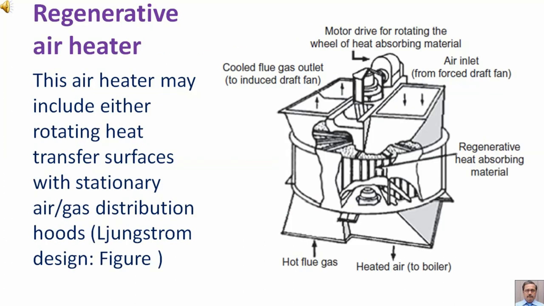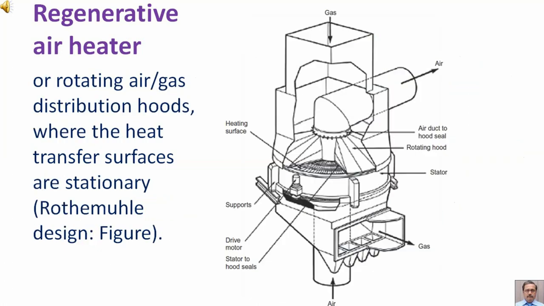This air heater may include either rotating heat transfer surfaces with stationary air/gas distribution hoods, for example, Ljungstrom design as shown in figure, or rotating air/gas distribution hoods where the heat transfer surfaces are stationary, for example, Rothemuhle design as shown in figure.